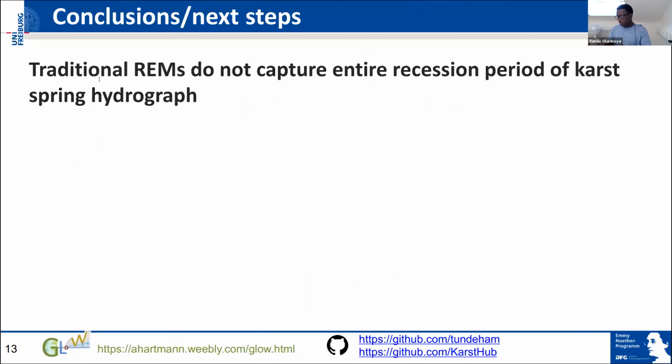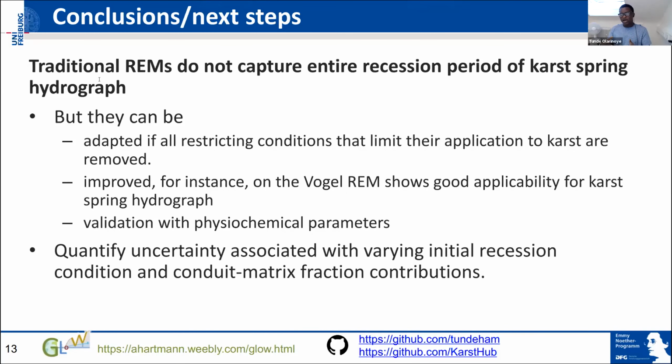So in conclusion, the traditional methods actually do not capture the entire Karst recession periods, but if we adapt them and remove all those restrictions from them, they are very useful and very promising for us to develop an automatic recession extraction method. For example, the Vogel method shows very promising results and it could be very useful.